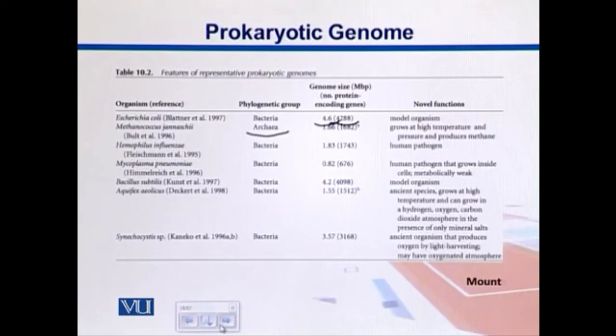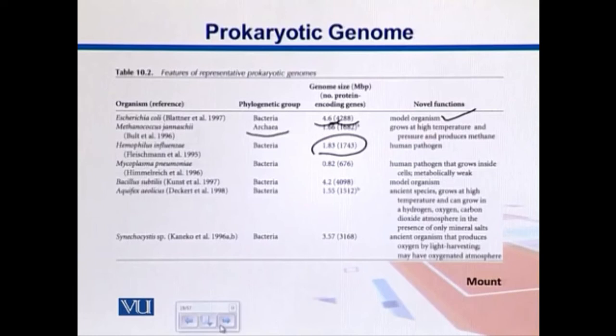Then archaea Methanococcus, that is 1.66 MB, and it has 1682 genes. Then we have Haemophilus influenzae, 1.83 MB and 1743 genes. It's a human pathogen. We can also have descriptions of these organisms, like E. coli is a model organism, and then obviously this archaea grows at high temperatures and produces methane. Maybe good to have natural gas from it.